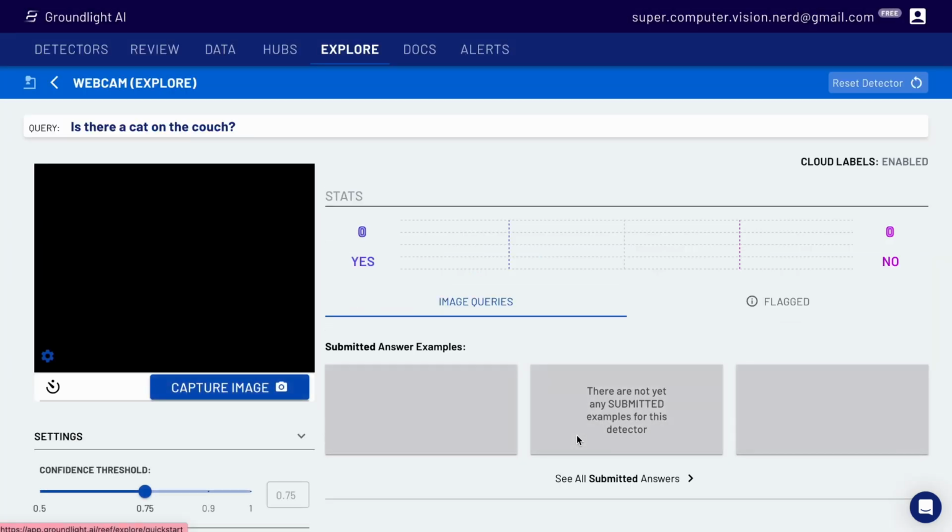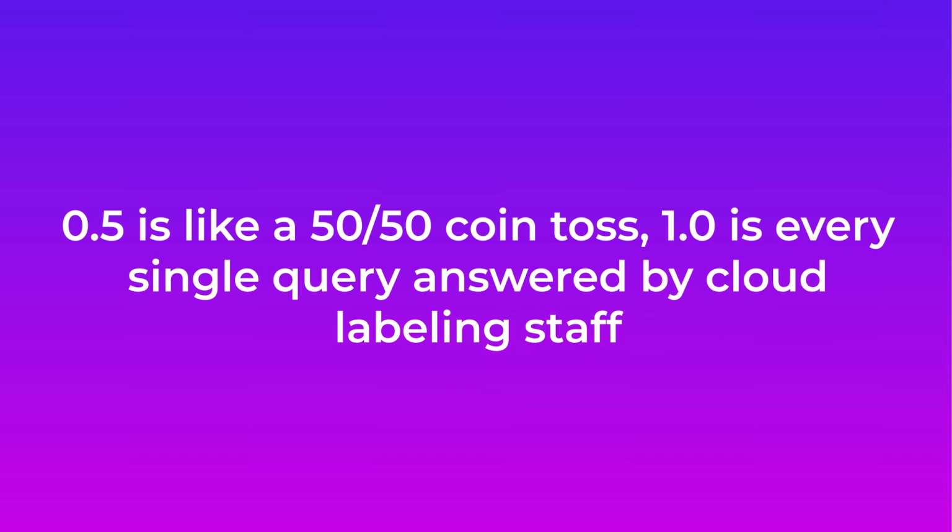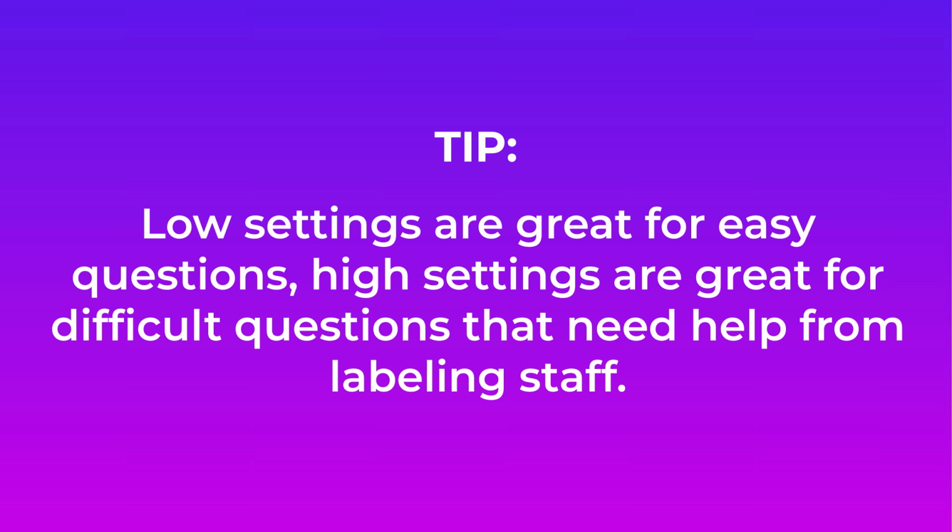You can set the minimum confidence to 0.75 or 75%. This is to say that if the model has anything lower than 75% confidence in its answers, the image query will be escalated to a real human to answer in real time. You can also think of 0.5 like a 50-50 coin toss, whereas 1.0 would mean that every single query would get answered by cloud labeling staff. So I'm going to leave it at 0.75. Low settings are great for easy questions. High settings are great for difficult questions that need help from your labeling staff.